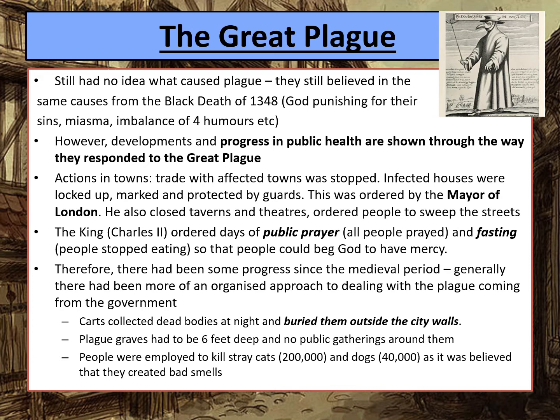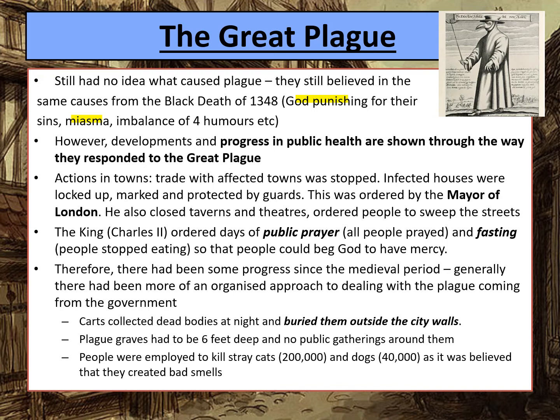They believed in lots of the same causes. For instance, they believed that God was punishing them for their sins. They believed that bad smells and miasma was causing it, planets being misaligned, imbalance of the four humours. All of those previous ideas that they had remained. So in lots of ways, there had been continuity, and there was lots of similarities, even though it had been 300 years since the Black Death. Their understanding of disease hadn't really made any progress.